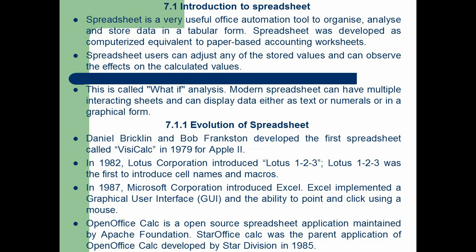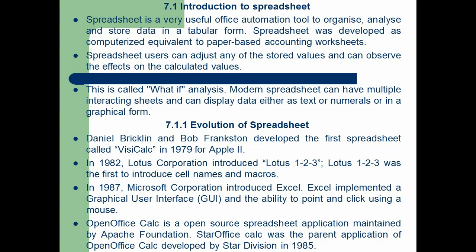Spreadsheet users are allowed to adjust any of the stored values and observe the effects on the calculated values. So this is called what if analysis. It means users can store all the data and they can change any one of the data to see how the results will change. So depending upon the inputs given by the user, the output of the spreadsheet will change. All the data are stored in the form of tabular columns, in a well organized and analyzed data format.